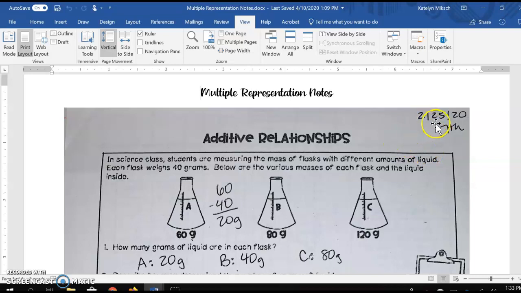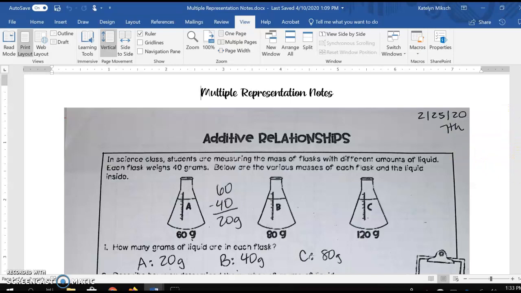So as you can see, this is something we did back in February. We started it, we were working on it. You guys were doing great. We had some of the best quiz grades that I'd ever seen, and we never got to take our test. So just a quick review. Multiple representations refers to tables, graphs, and equations that can all go together.